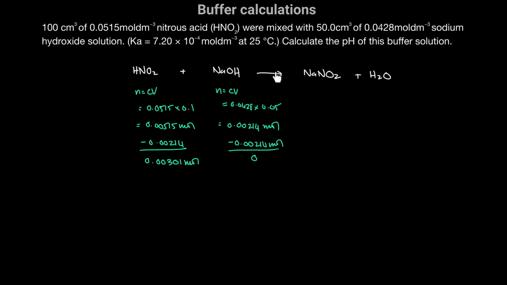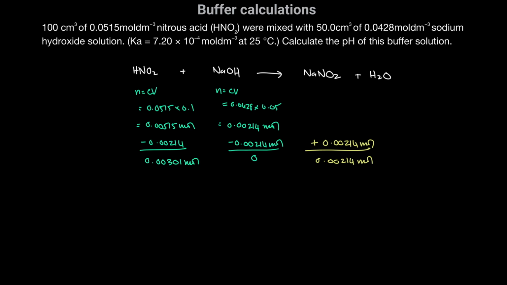Because for every mole of NaOH and HNO2 that react, 1 mole of NaNO2 is produced. So we can say over here that we produced 0.00214 moles of NaNO2. So again, we've ended up making a buffer solution. We have a solution of a weak acid and its conjugate base, because we've made a salt of the conjugate base.